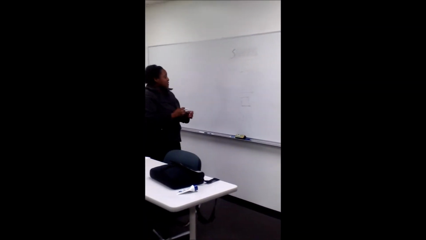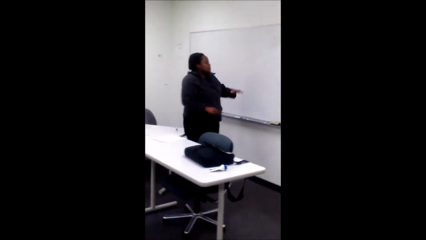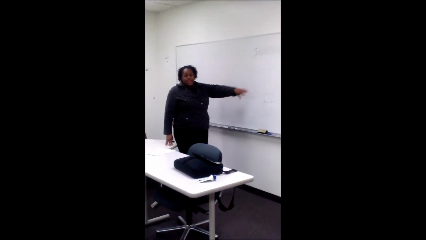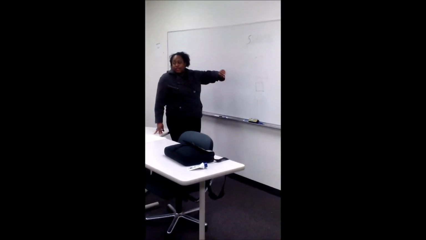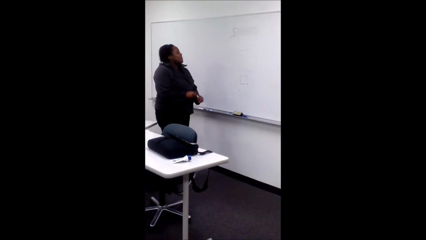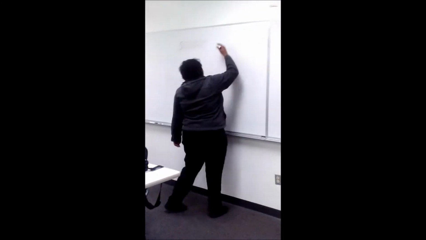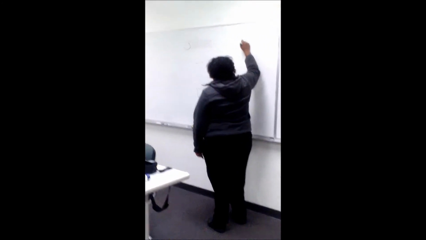So these shapes are called two-dimensional shapes, because you can only see them from one angle. All right. Today we're going to learn about three-dimensional shapes.